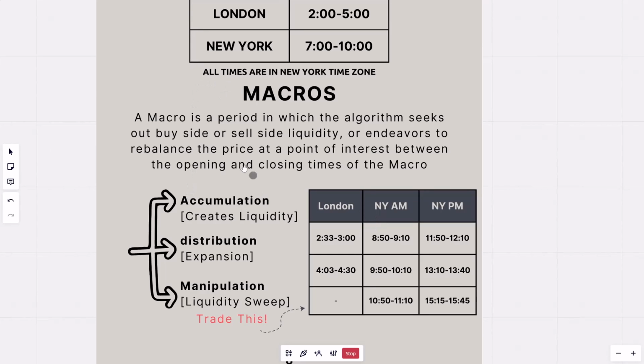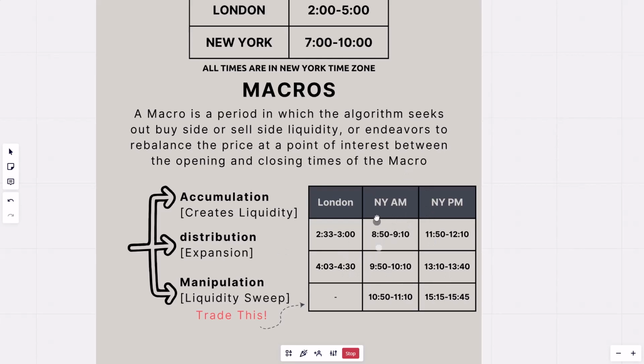And macros could be accumulation, which creates liquidity, distribution, which is an expansion, and manipulation, which is a liquidity sweep. And we want to focus on the liquidity sweep. So if you want to keep your eye on specific time slots where there is usually manipulation or liquidity sweeps, then those are the ones: London, New York AM, and New York PM. We have those macros here.